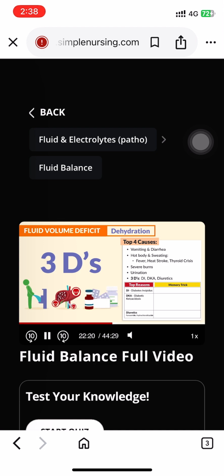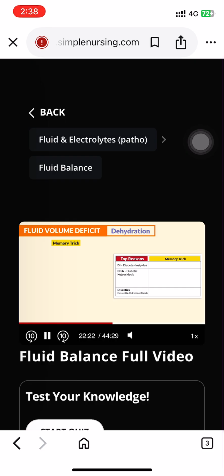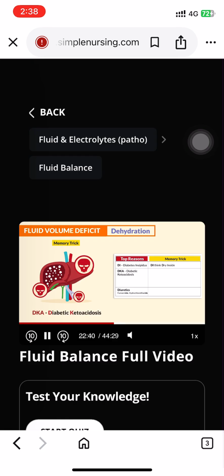So the top reasons that clients lose fluid in the clinical setting here is DI, diabetes insipidus. So the memory trick for the 3 Ds, just think DI, think dry inside. Clients diurese fluid like up to 20 liters a day. We're talking lots and lots of urine here. Now the second reason here is DKA, diabetic ketoacidosis.